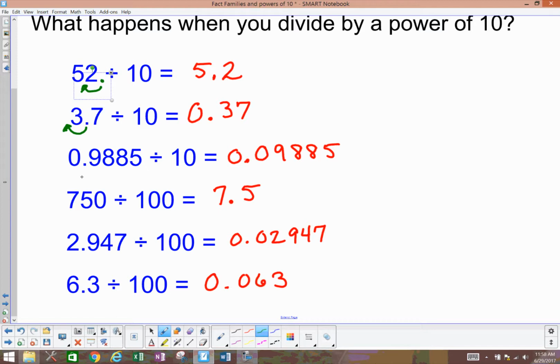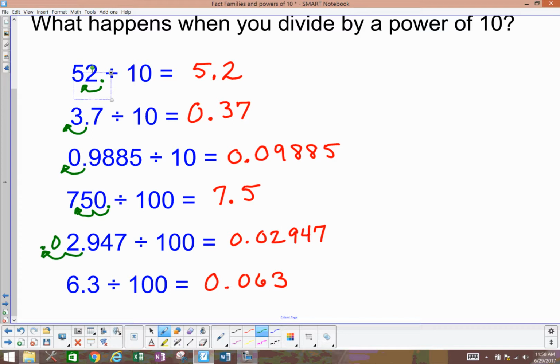0.9885 divided by 10, I'm dividing by 10 to the first power, so I'm moving it 1 space forward. 750 divided by 100, my decimal would be at the end. I'm dividing by 10 to the power 2, so I would be moving it 2 spaces forward. 2.947 divided by 100, I'm dividing by 10 to the power 2, so I'm moving 2 spaces forward.